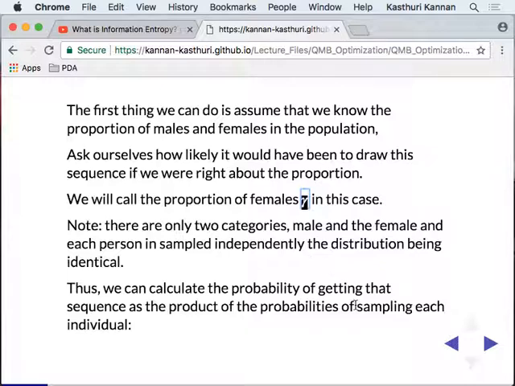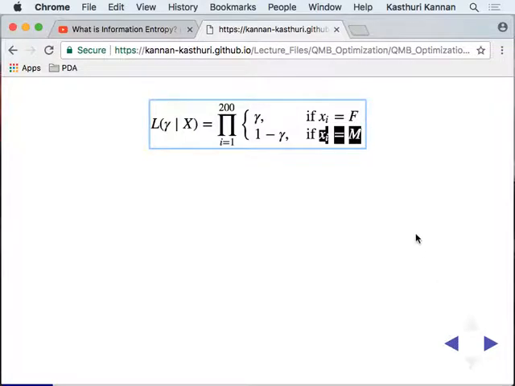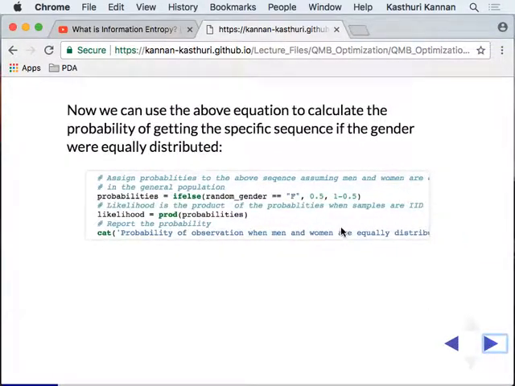So we can calculate the probability as a product of the probabilities from sampling each individual, right? So the probability is gamma if the observation is a female, otherwise it's 1 minus gamma if it's a male, right? It's a simple binomial distribution. So for 1 to 200, I can form this function, and then take the probabilities. So the probability is a product of these likelihood functions, right?